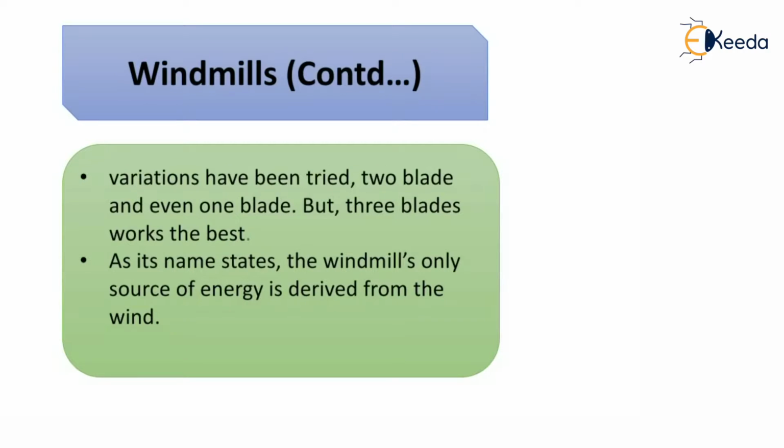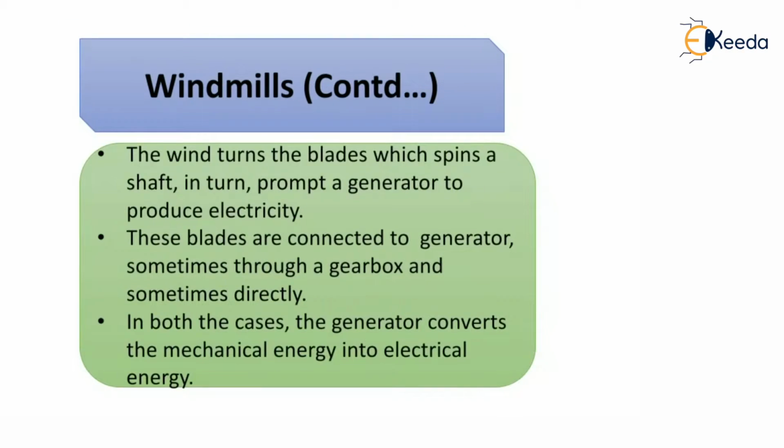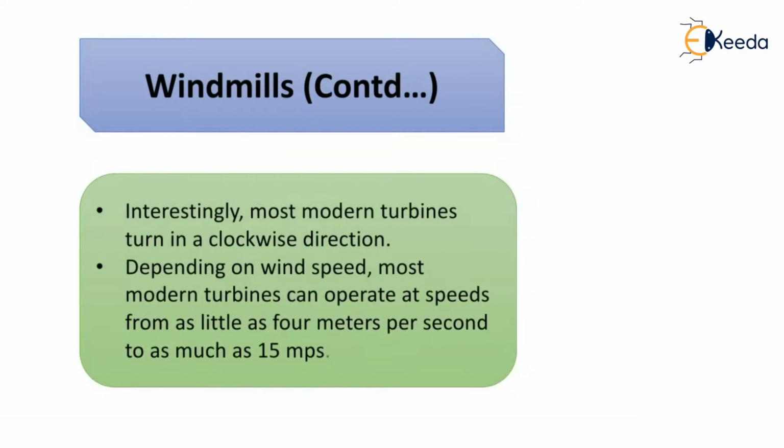As its name states, the windmill's only source of energy is derived from the wind. The wind turns the blade, which spins a shaft, in turn prompting a generator to produce electricity. These blades are connected to the generator sometimes through a gearbox and sometimes directly. The generator converts mechanical energy into electrical energy. Interestingly, most modern turbines turn in a clockwise direction.